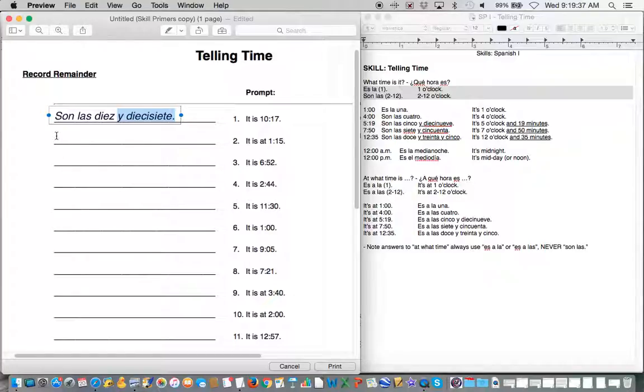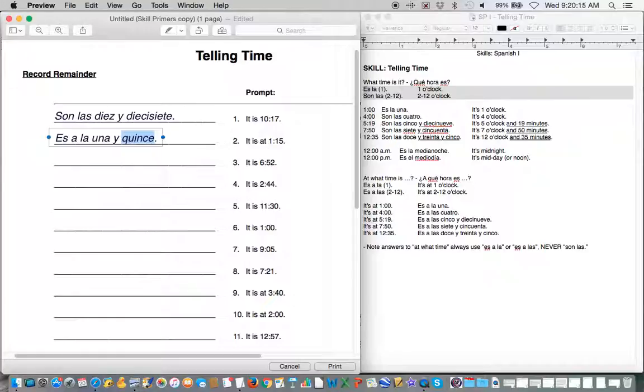Let's do number 2 next. It is at 1:15. Everything that is "it is at" starts with es a la. Now it's not going to be las, it's going to be la, because it's going to be 1. So es a la una, y, and then 15 is quince. So this is, it is at 1 and 15. We've got, it's at 1 o'clock and 15.